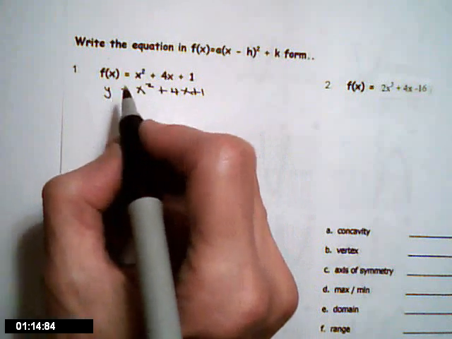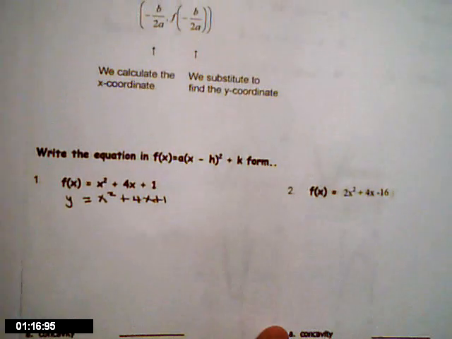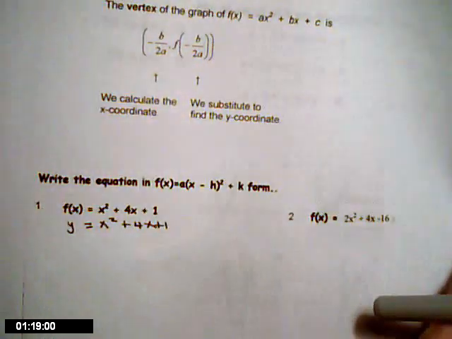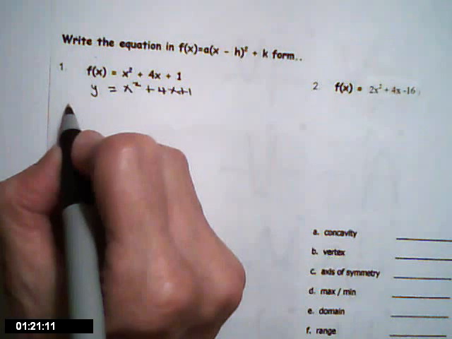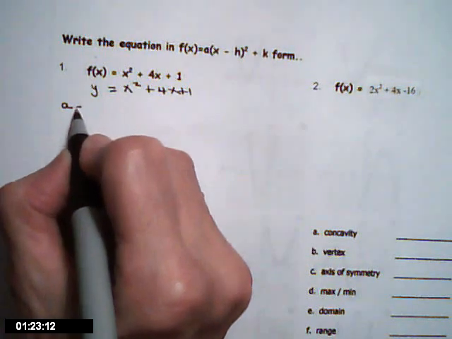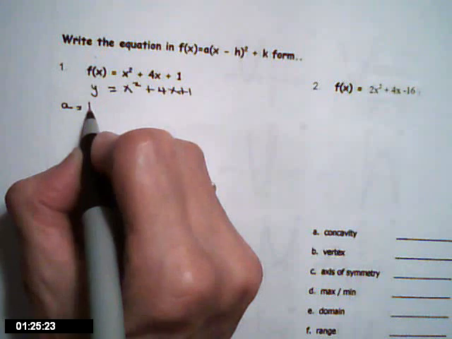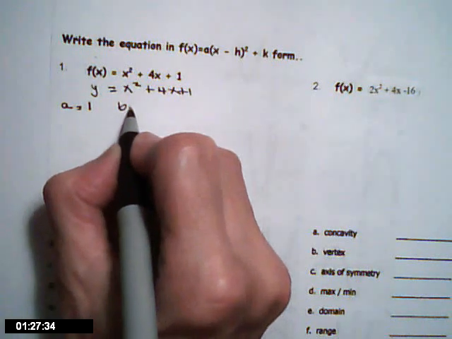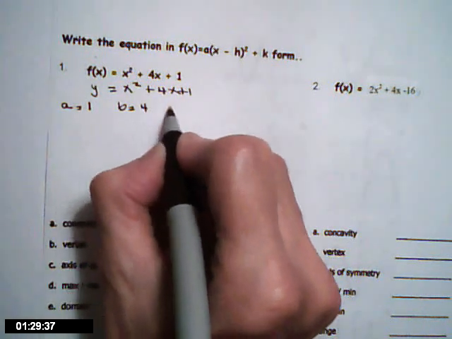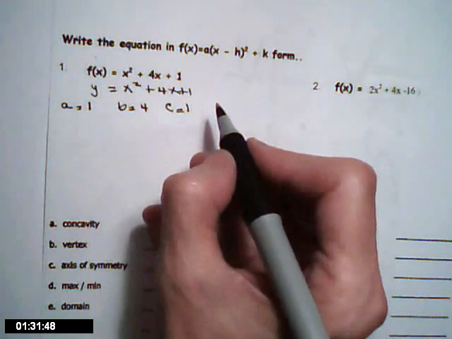Now, if I'm going to find the vertex, I'm going to use the formula that we'll talk about from right up here. But I need to identify, kind of like the quadratic formula, a, b, and c. A is the coefficient of x squared, that's 1. B is the coefficient of x, that's 4. And c is the constant, 1.